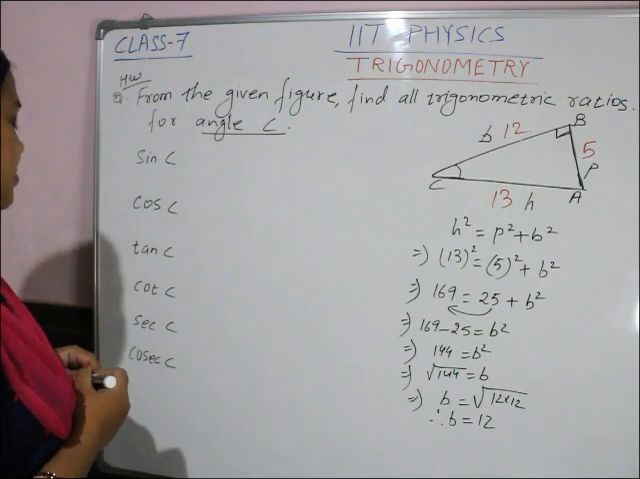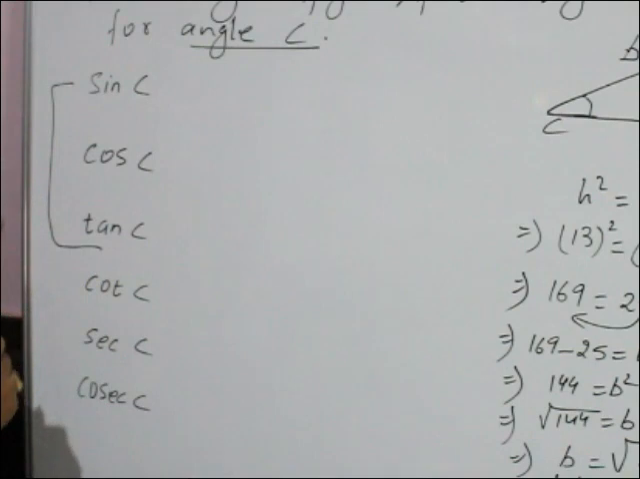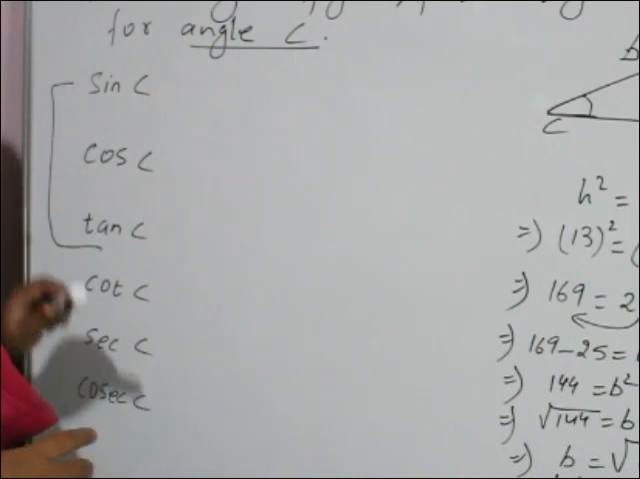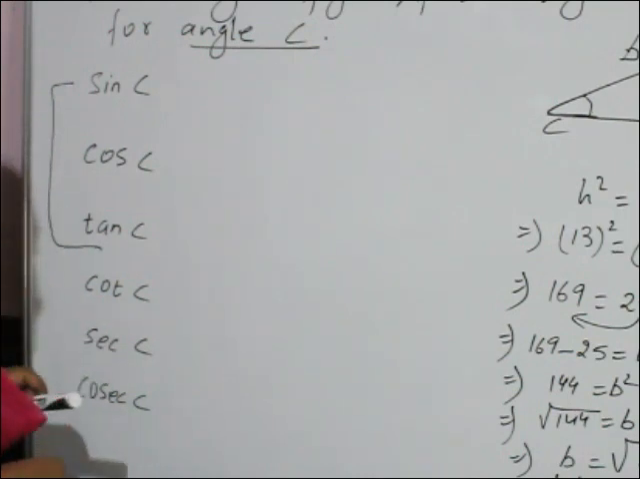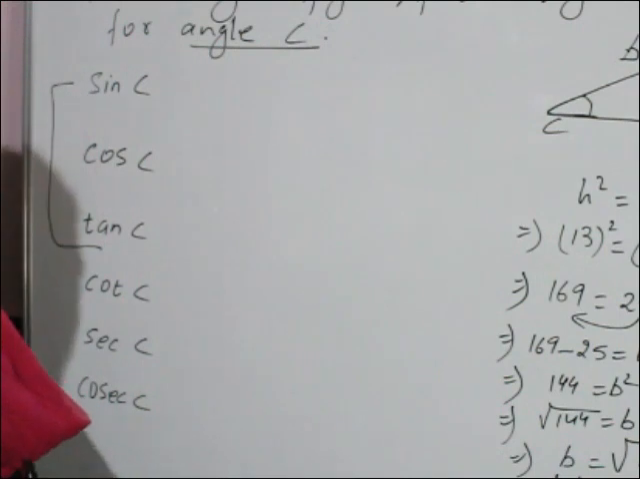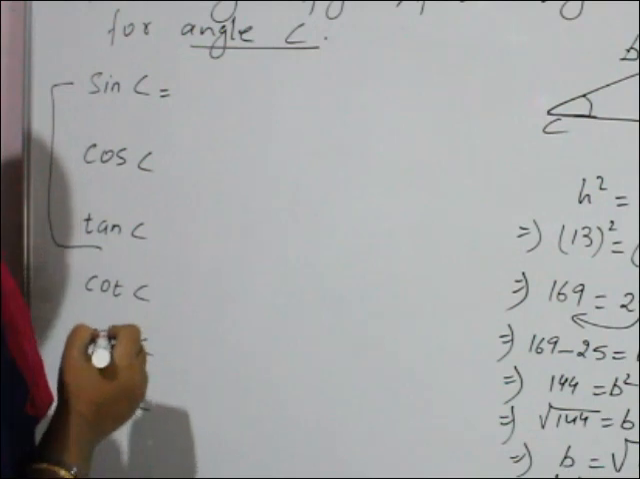So what I explained before also, these three are the important trigonometric ratios: sine, cos and tan. If you get sine, cos and tan, then cot, sec and cosec you can easily find out. You just have to take their reciprocals. Reciprocals are these.